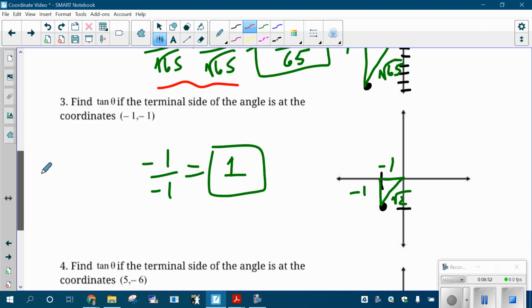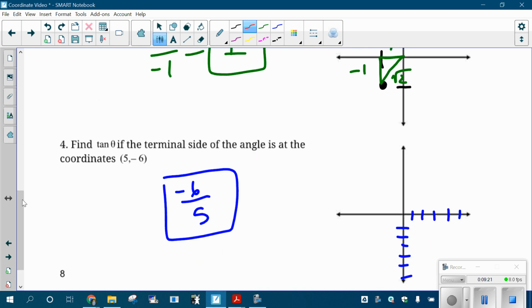Number 3, I hope this threw you for a little loop. You went over here, you drew your picture, you did your Pythagorean theorem to get the hypotenuse. But then you realize they're just asking you for the tangent of the angle. Tangent's just y over x. So although I did the Pythagorean theorem to find the hypotenuse, I didn't actually need it because it was tangent. I could have just looked at it and done y over x. Done.